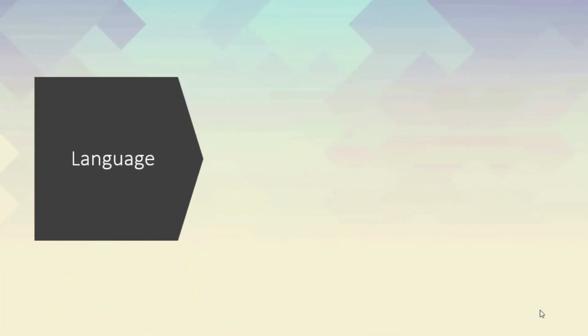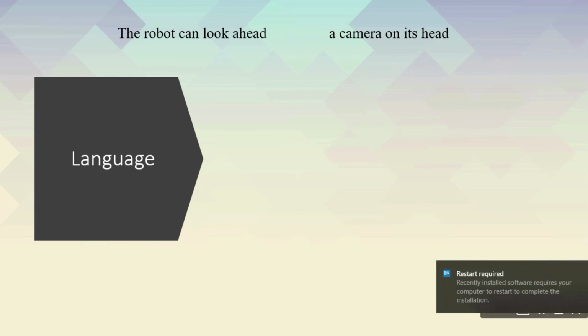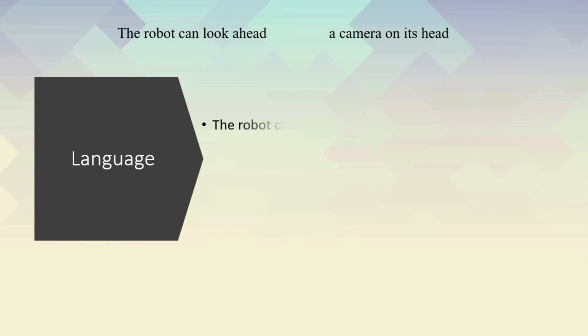Now, let's go to our next objective. We know that the robot can look ahead, and the device for this is a camera on its head. Now, how can we join these two statements to explain how the robot can look ahead? Think about it. There are different ways to do this. You can go back to the text. Great. We have the robot can look ahead by a camera on its head.